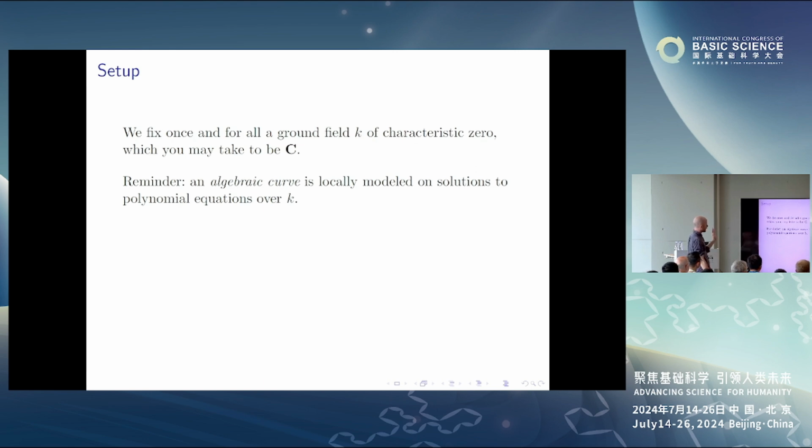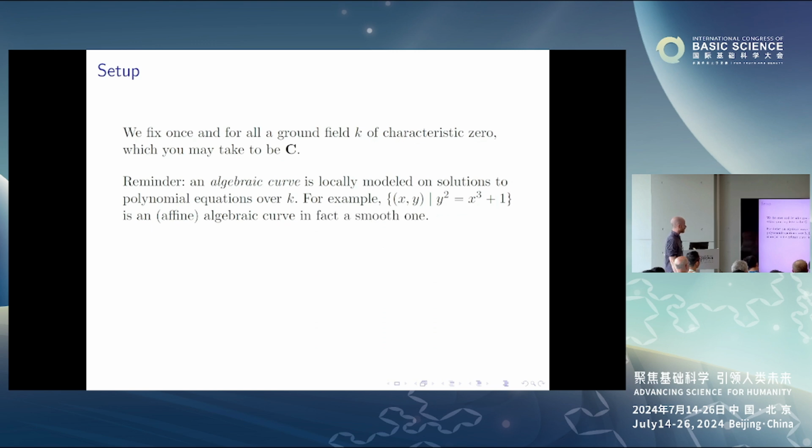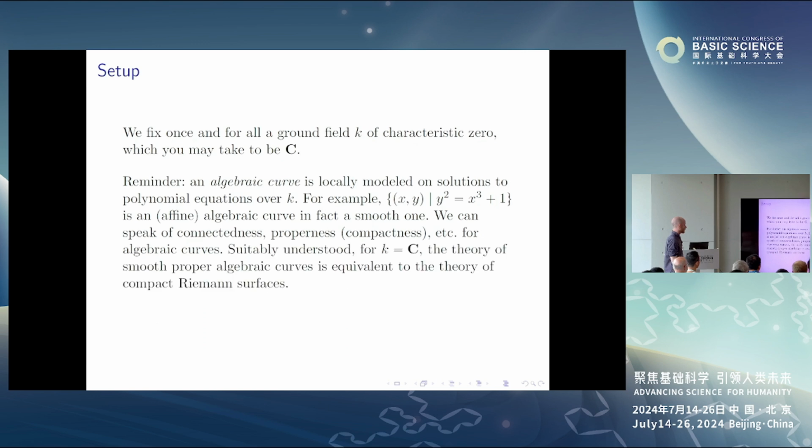A quick reminder is that an algebraic curve should be a curve, and it's algebraic, so it's locally modeled on solutions to polynomial equations. For example, the set of all (x, y) where y squared equals x cubed plus 1 is a great affine algebraic curve. In fact, it's a smooth one. We can speak about many topological qualities in algebraic geometry: connectedness, properness, which is a kind of compactness, and so on. Suitably understood, for the complex numbers, the theory of smooth, proper algebraic curves, that's my favorite setting, is the same as that of compact Riemann surfaces, so you can think of those terms if you want.